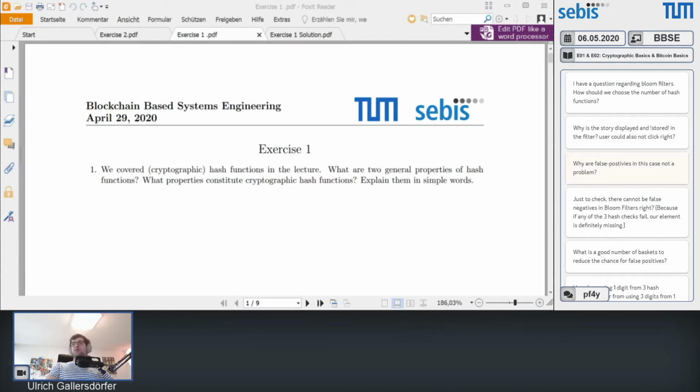Okay, let's start with the first exercise. I think a very easy one. We covered cryptographic hash functions in the lecture. What are the two general properties of hash functions? What properties constitute cryptographic hash functions? Explain them in simple words.